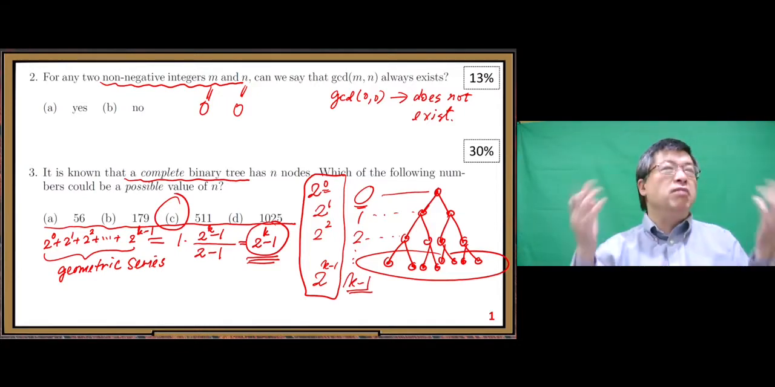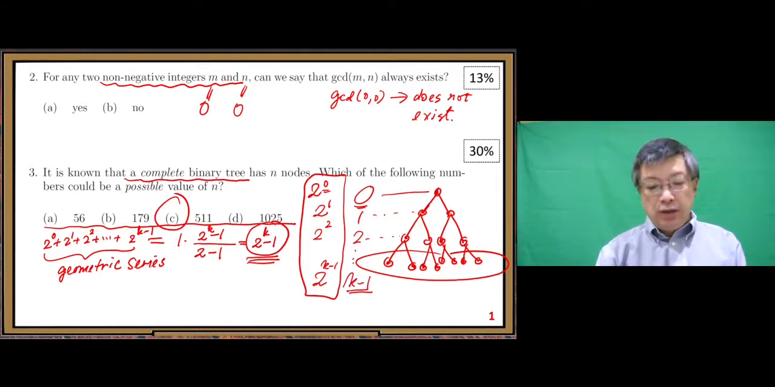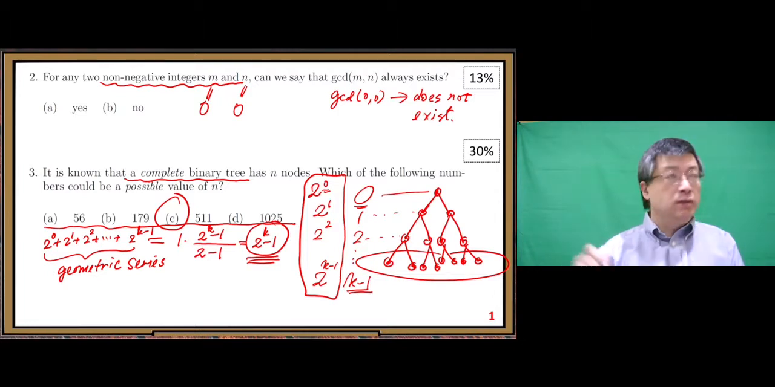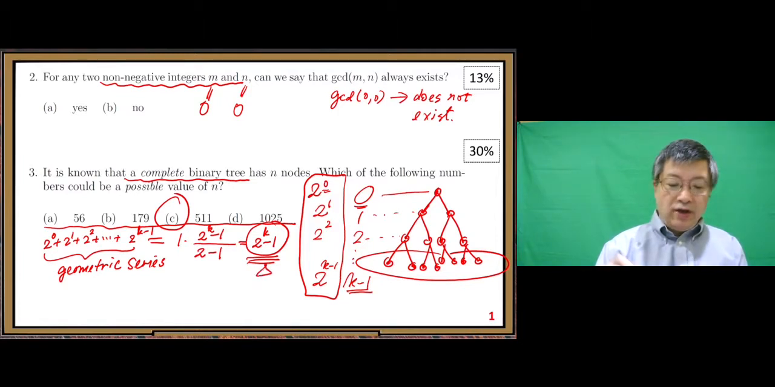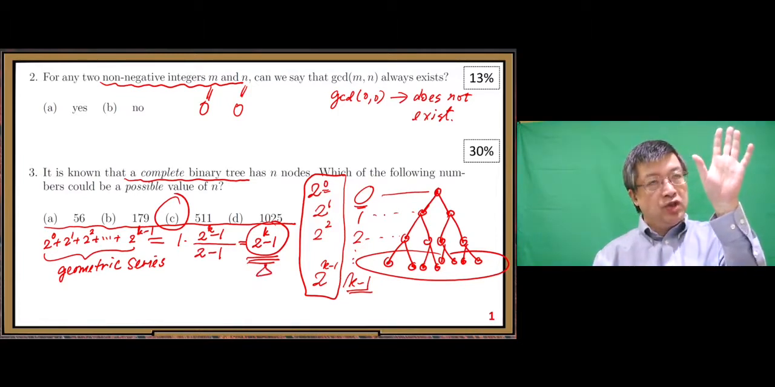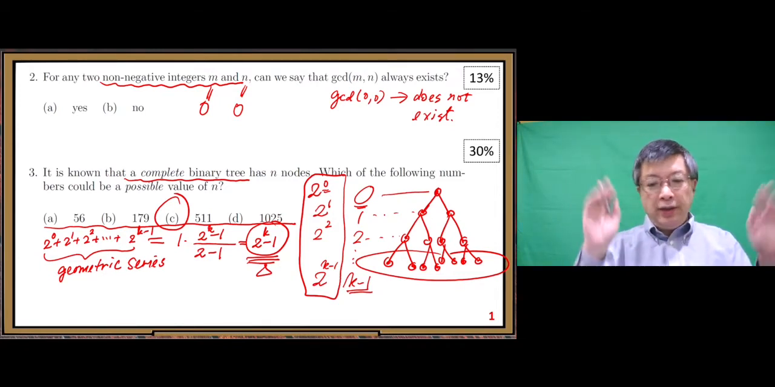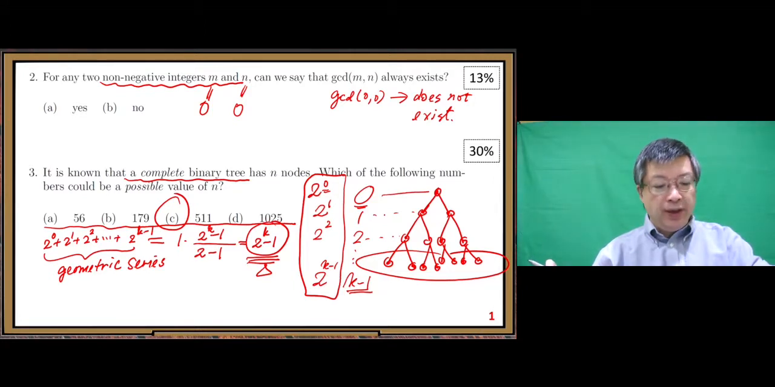Or B. So those students probably just guess, 30%. But you need to know, this is the background. This is the form you use to check it. Complete binary tree structure. All right, so that's question number 3.